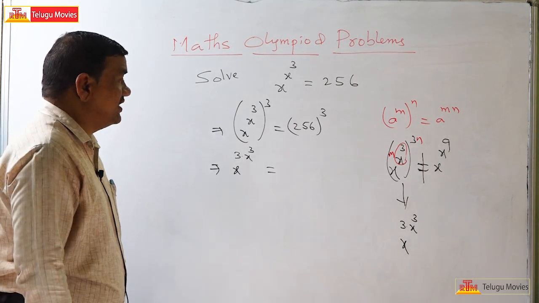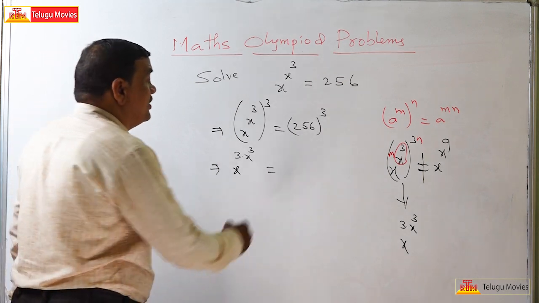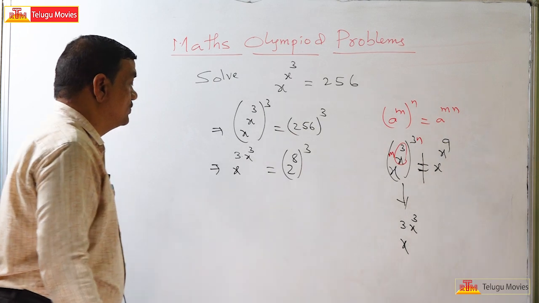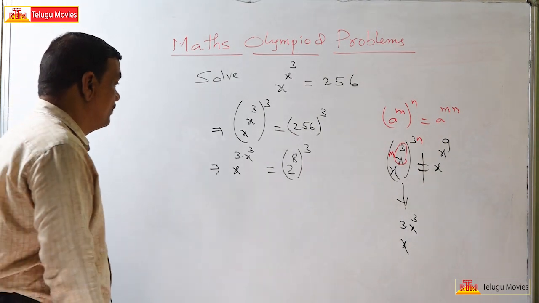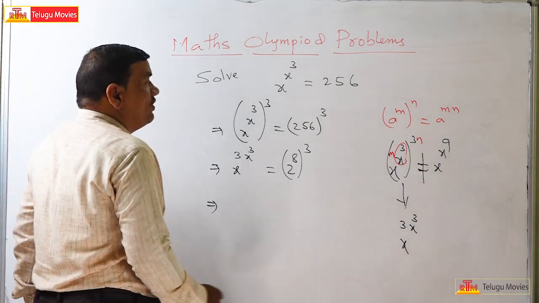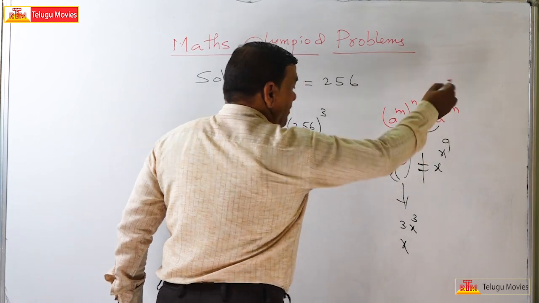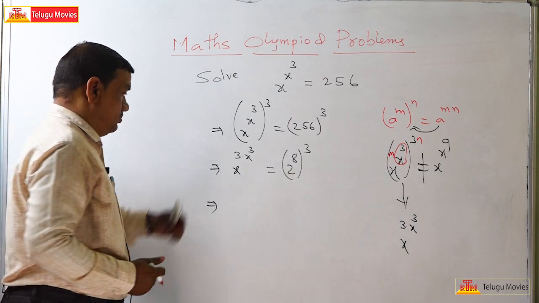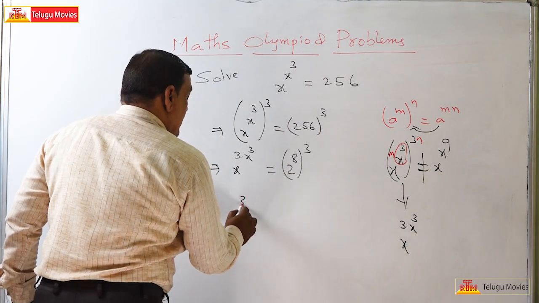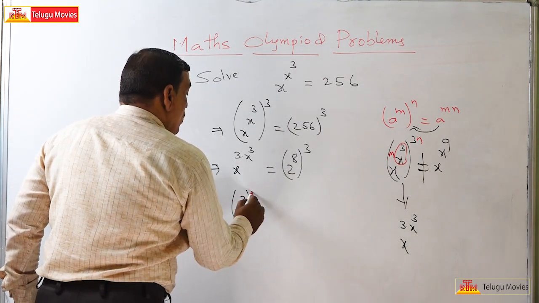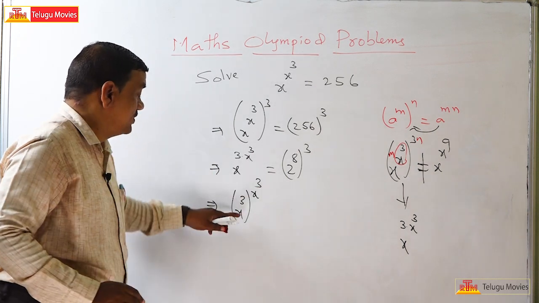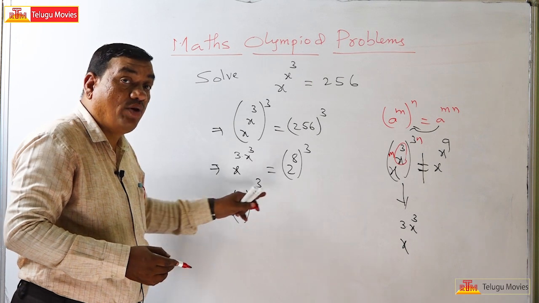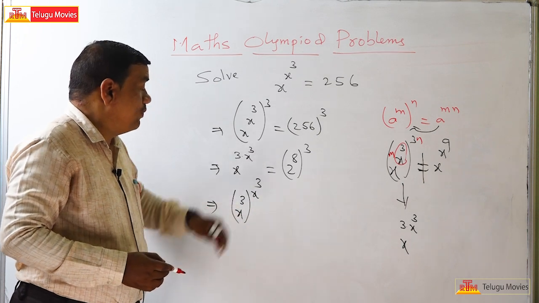Here 256, can I write down 2 power 8? 2 power 8 whole cube. Understand? Now, this again we will use the formula in the reverse order. A power mn can be written as a power m whole power n. This can be written as x cube whole power x cube. See, a power m whole power n, a power mn, x cube whole power x cube.